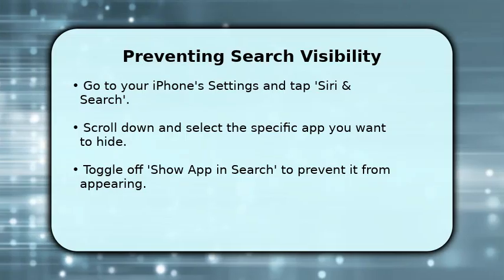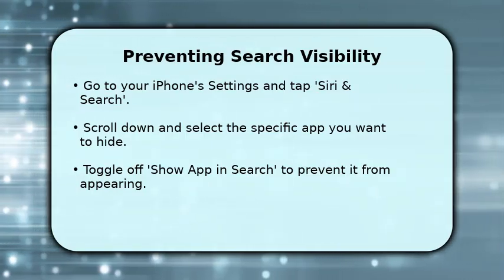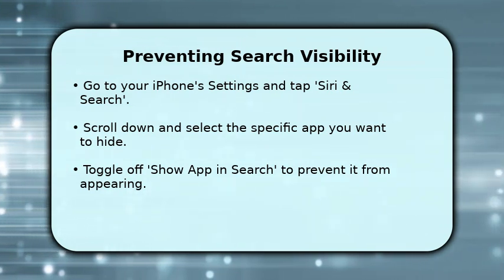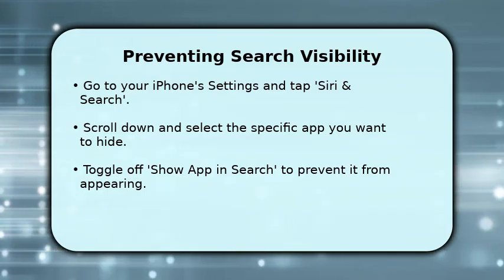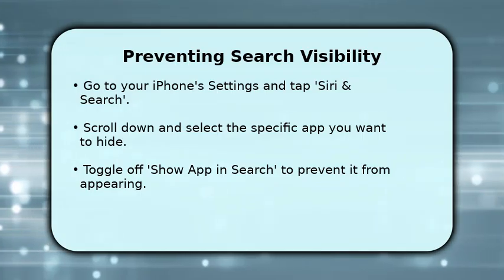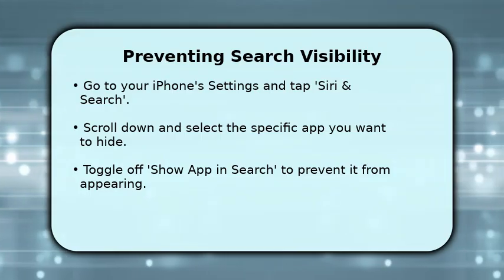To ensure an app is truly private, you'll want to prevent it from appearing in search results. Head over to your iPhone settings, then tap on Siri and search. Scroll down until you find the app you want to hide and tap on it. Here, you can toggle off Show App in Search and Show App in App Switcher to keep it completely out of sight from Spotlight Search and recent apps.